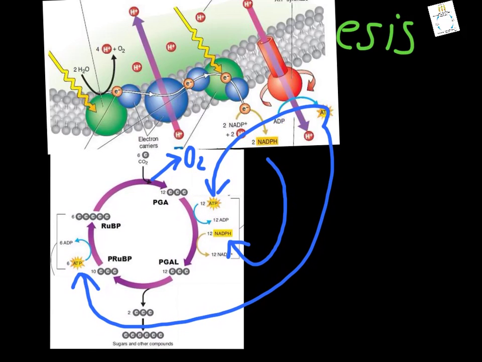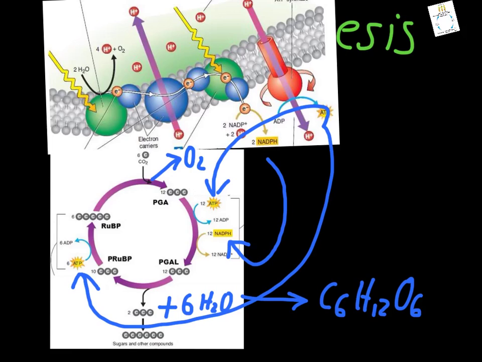The final thing is this guy down here at the bottom. We need to take a look at our 6 carbons that are attached at the end here that used to be attached to PGAL that were removed. In order to get sugar, we're going to add 6 water molecules. And with that, 6 H2O, that's going to give us our C6H12O6, which is glucose. That's the whole purpose of going through this process, is to make these sugar molecules, which are then stored by the plant.